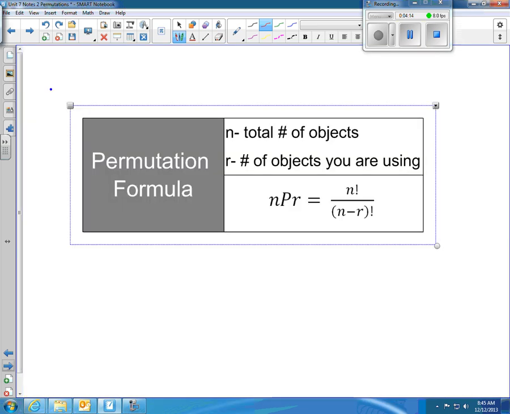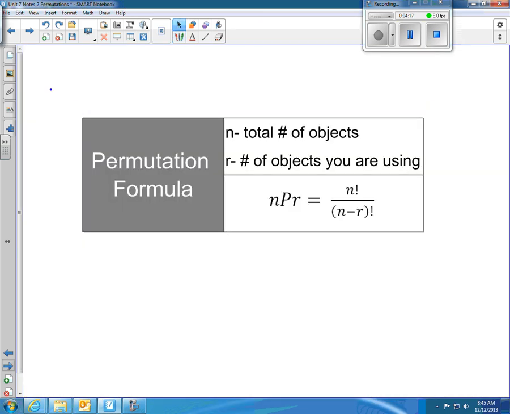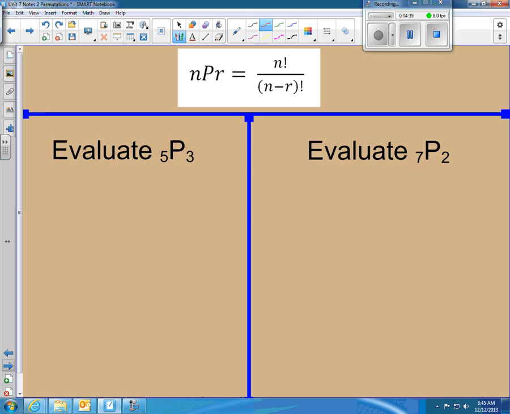Okay, so let's talk about the permutation formula. N is representing the total number of objects, and R is representing the number of objects that you're using or that you're choosing. So we use this formula here to show that, and we represent it also nPr to show our permutation.